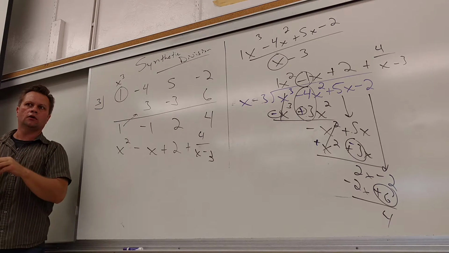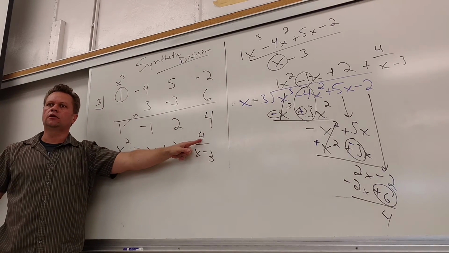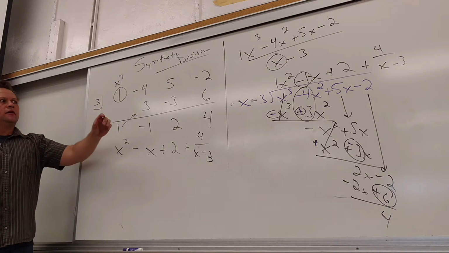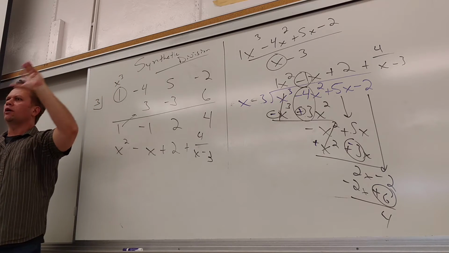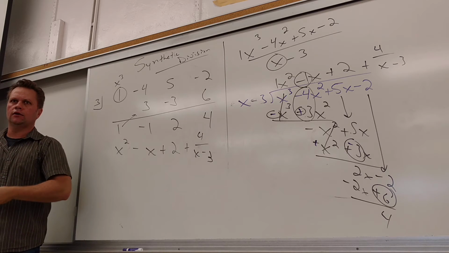You know, the last number is always the remainder, right? Always. So if that's a 0, that's a really neat place to be, because that means that it went in evenly. So that's a way to factor it. That would be the next level of this.